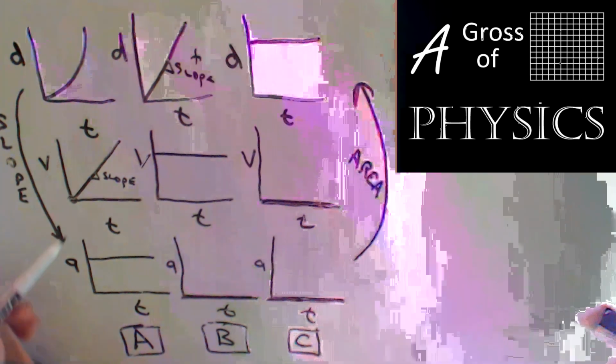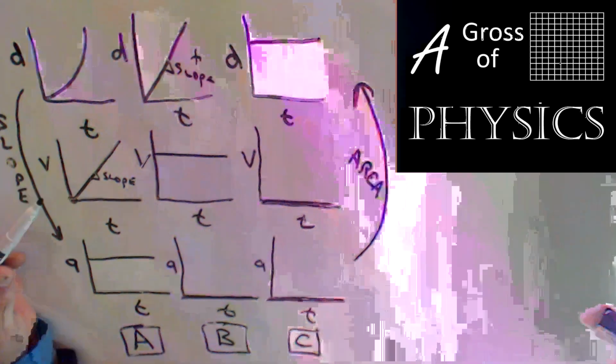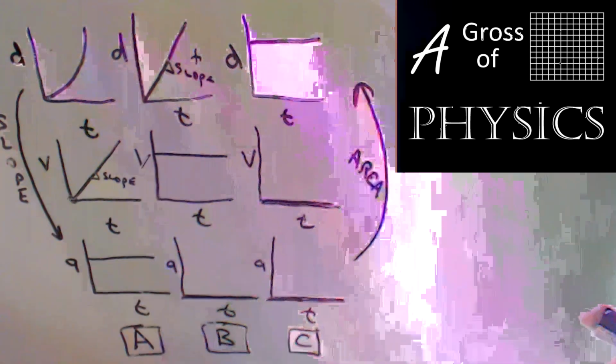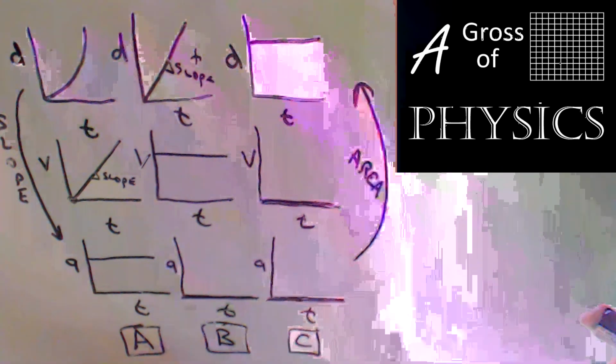So this shows 3 objects and their displacement, velocity, and acceleration graphs for each. This object accelerates, object A. Object B is traveling at a constant velocity. And object C is the most boring of all. It's just sitting there. Object C is our sloth.